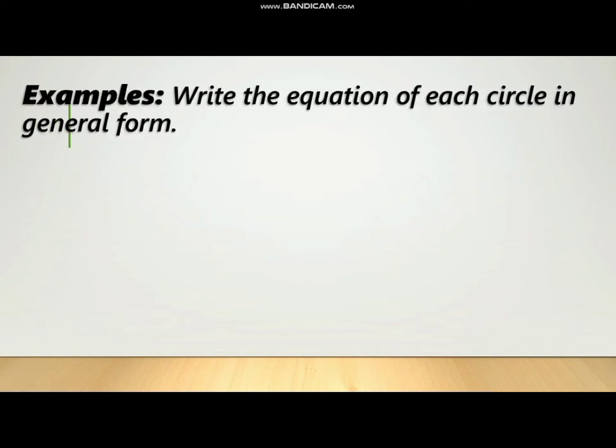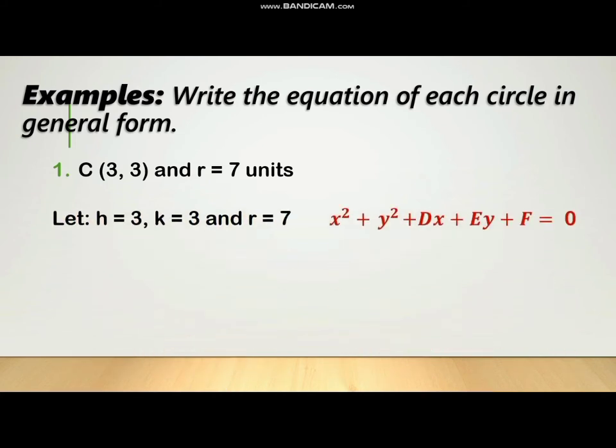For the examples, write the equation of each circle in general form. For number 1, the center is at point (3, 3) and r equals 7 units. So here the value of h is 3, k is also 3, and r equals 7. So ilalagay natin yung susundan nating pattern. That is x squared plus y squared plus dx plus ey plus f equals 0.